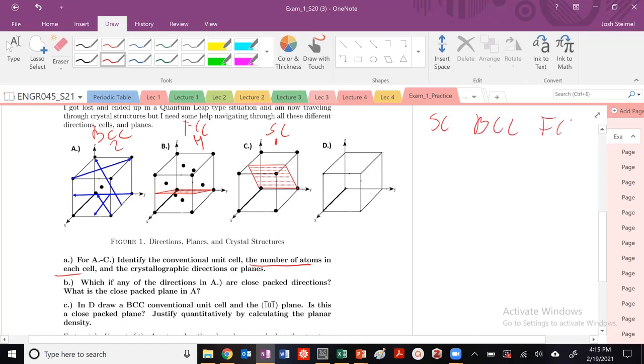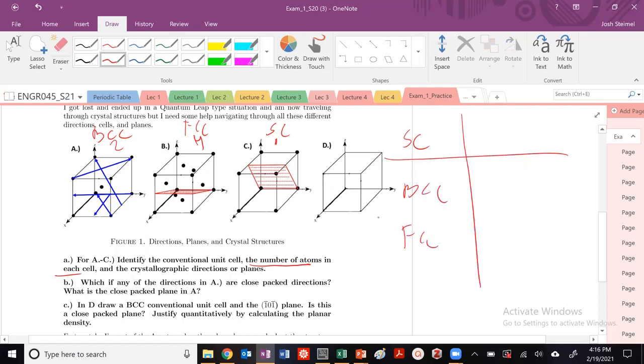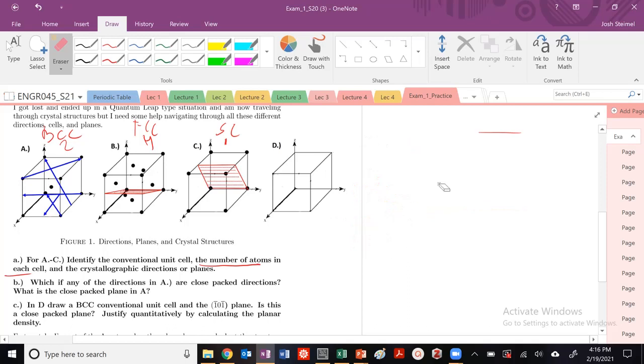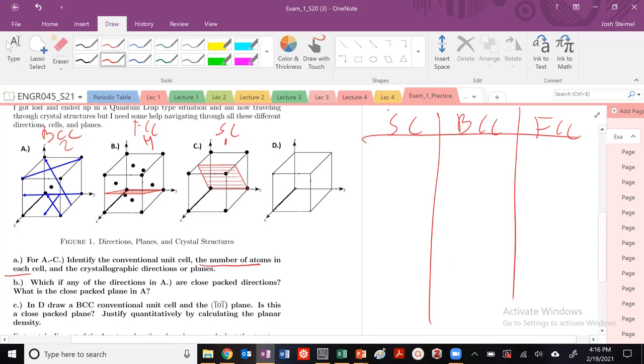So BCC, FCC, so let's look at this. Actually, let me flip this. So I've got simple cubic, BCC, FCC, and I could write down essentially here. Actually, I shouldn't have done it on this side, should have kept on the other side. Apologies. It's funny when you're doing problems live. So I'm going to do here simple cubic, BCC, FCC. So what are the number of atoms?